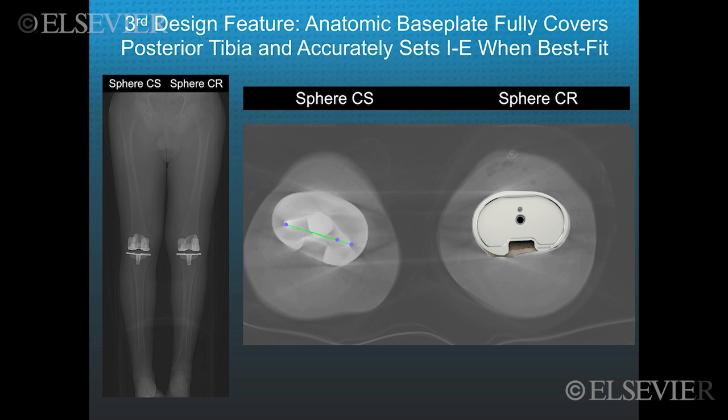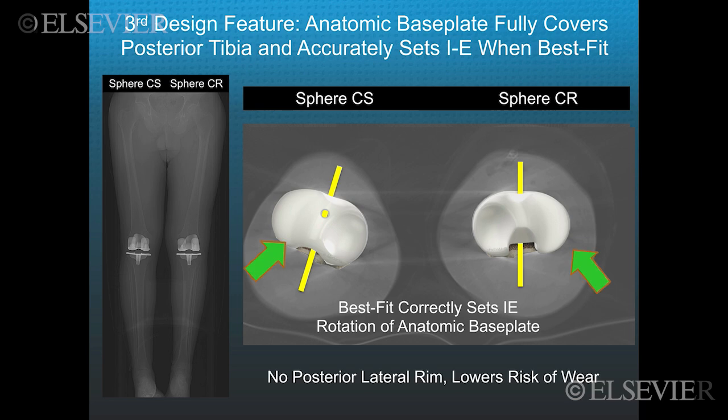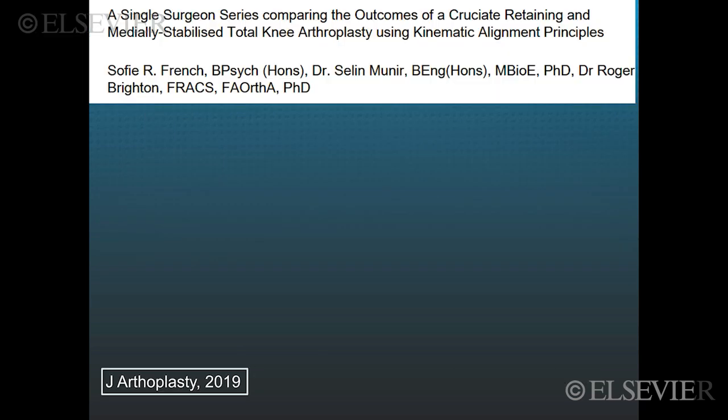If we superimpose the anatomic base plate, you can see that the posterior lateral edge of the base plate covers the posterolateral edge of the resection, and this sets the IE rotation of the anatomic base plate parallel to the flexion extension plane of the knee. And our design feature of trying to be sure that our plastic insert extends and covers as far posterior on the base plate, and the base plate covers as far posterior on the tibia, reduces the risk of posterior overload.